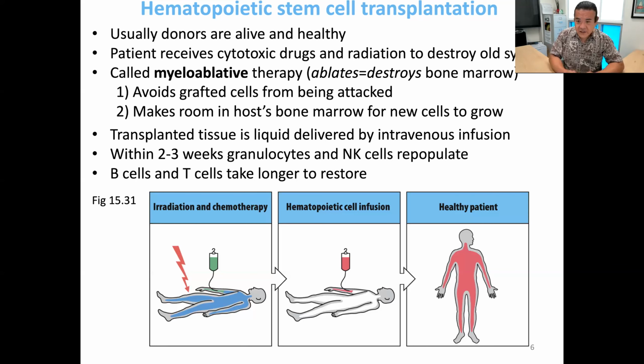So transplanted tissue is usually done as a liquid. When you hear bone marrow transplant, I think most people think that somehow the surgeons are scraping healthy bone marrow out of a donor's body and then putting this bone marrow into the bones of the recipient. And that's kind of a weird thought, right?